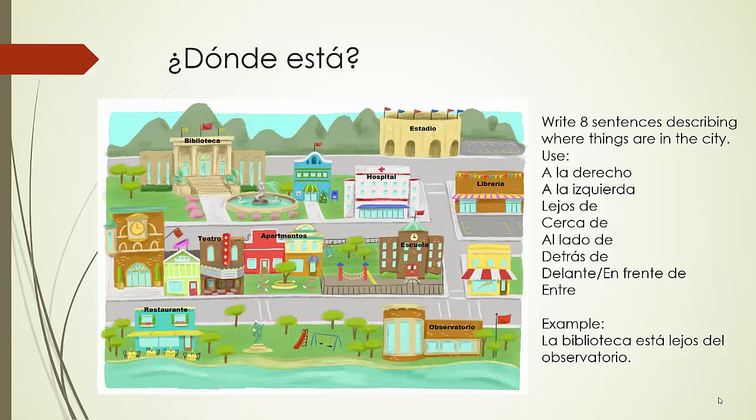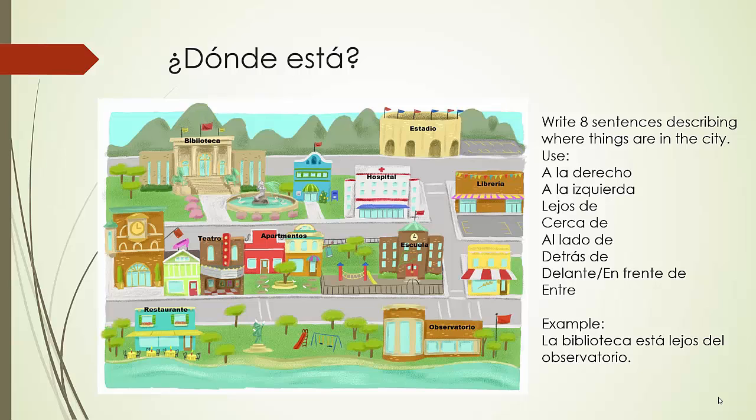So this is how I'm going to test these words. And this is also your participation points for this lesson. I want you to write 8 sentences describing where things are in the city, and I want you to use a la derecha. That should end in an A. A la derecha, a la izquierda, lejos de, cerca de, al lado de, detrás de, delante or enfrente de, and entre. And then I gave you an example.